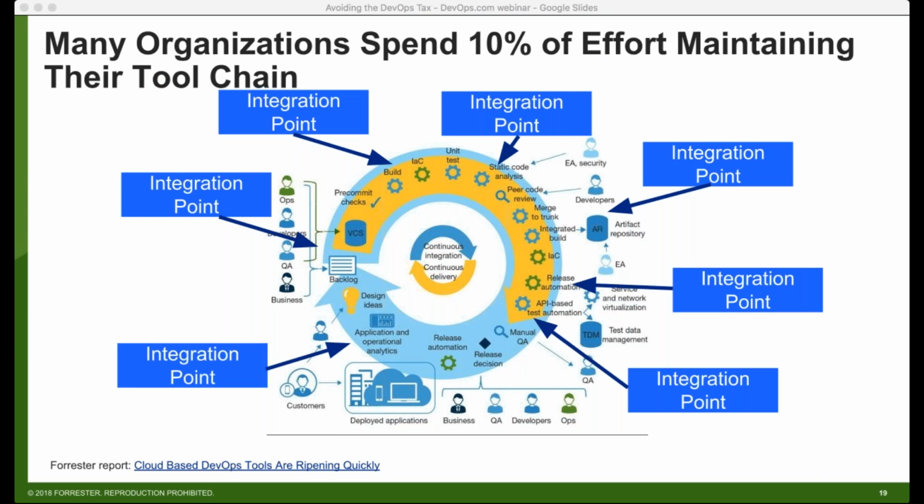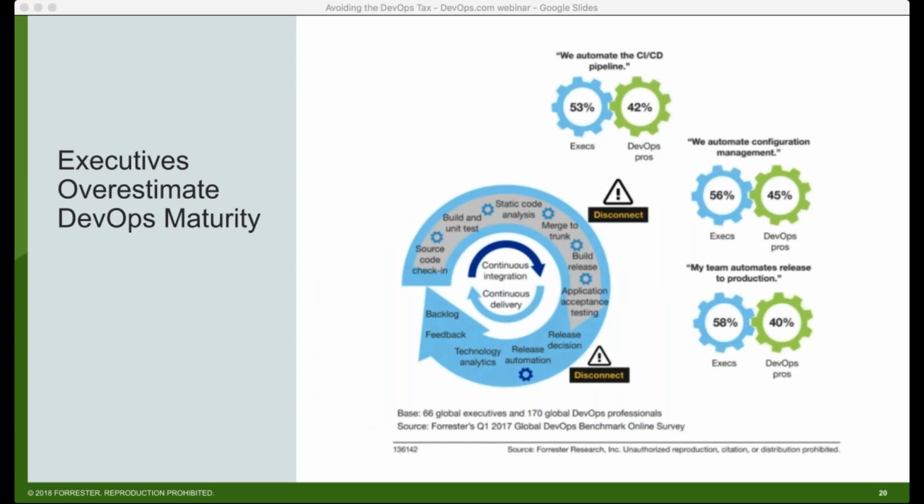And so, again, back to my 10% of effort, these are all the integration points that come about from having to integrate. If you think about it, every single tool in your tool chain can create friction for your team to manage. So anything you can do to minimize that 10% tax on maintaining your tool chain is usually a good thing. Give time back to your engineers.